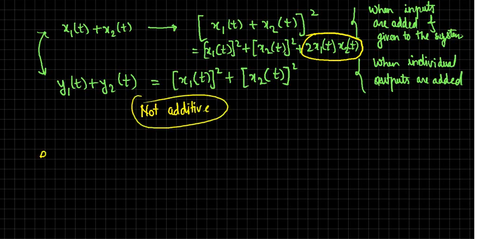Take another example. y of t... take this, solve quickly. Tell me, quick, solve, don't prompt, solve by yourself.